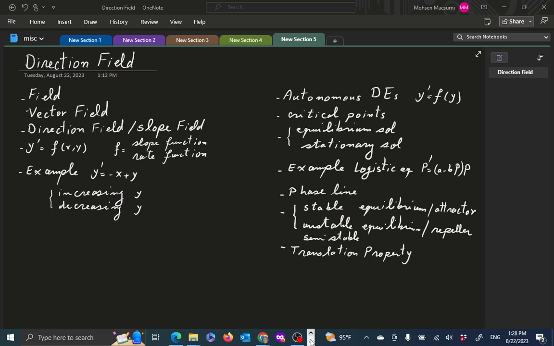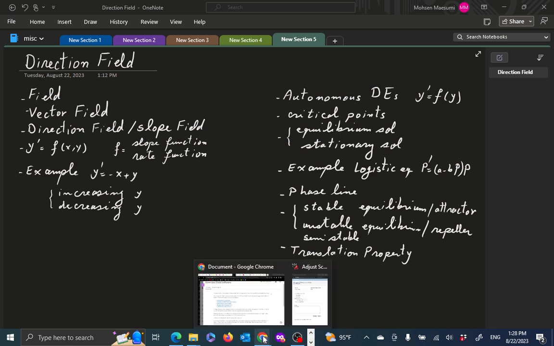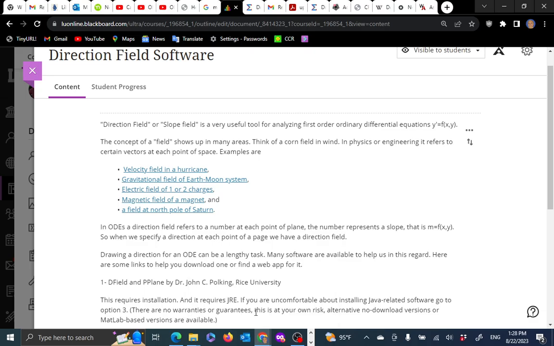Vector field, let me show you some examples of vector field. On your Blackboard, you have access to this page. I'll just explain some aspects of it today, and the software will be delegated to another day.